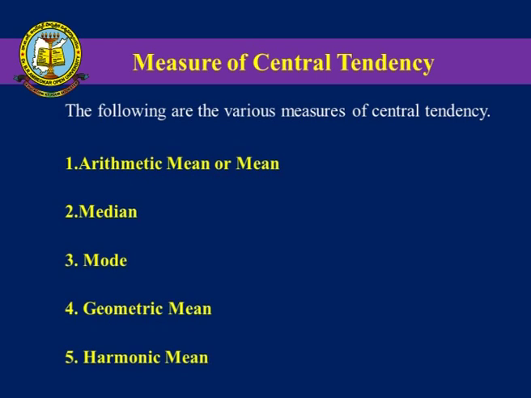Generally, the measure of central tendency is classified into 5 categories. The following are the various measures of central tendency. First one is arithmetic mean or mean. Second one is median. Third one is mode. Fourth one is geometric mean. Fifth one is harmonic mean. These are the 5 types of measure of central tendency techniques.